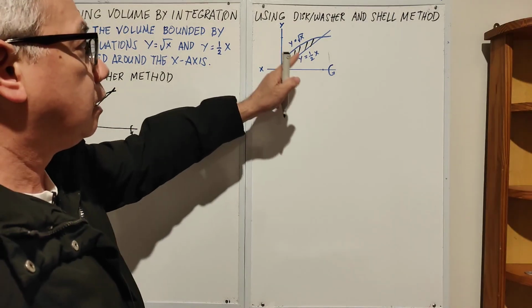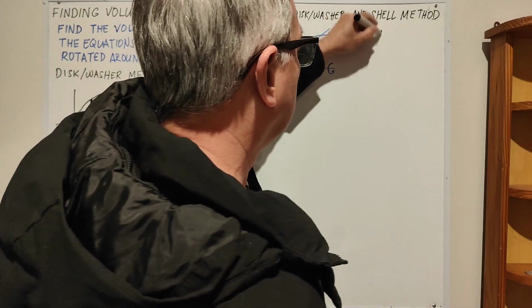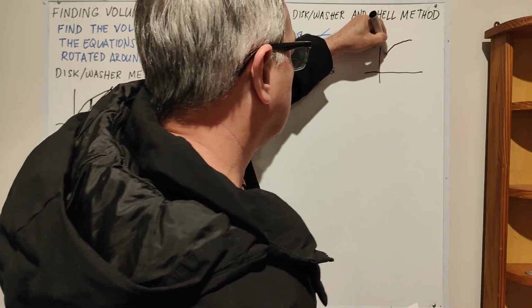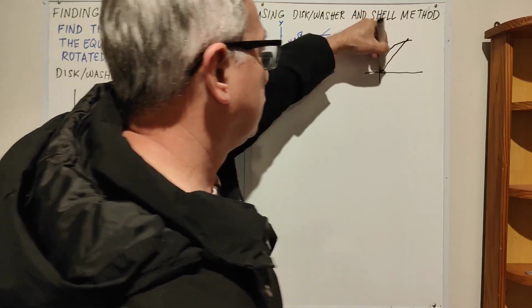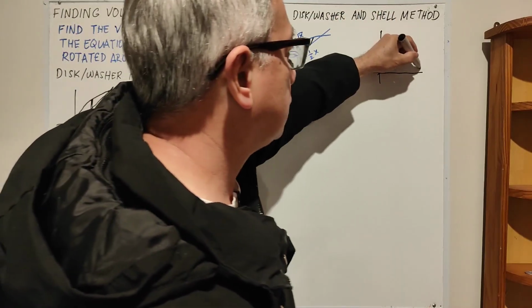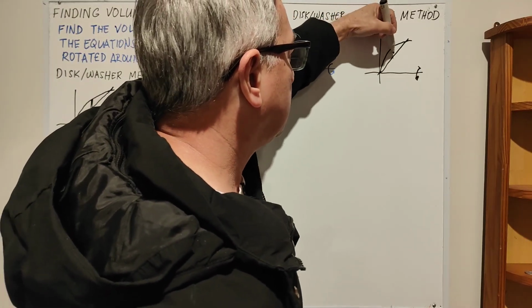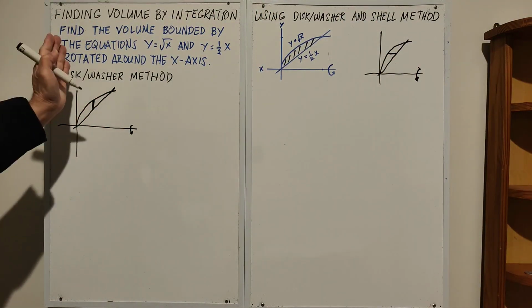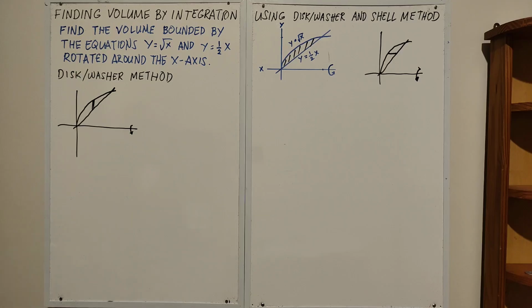Whereas in the shell method, you will slice it parallel to the axis of rotation. So this is your drawing. This is your axis of rotation. You will cut it in this way. In the washer method, you will cut it this way.